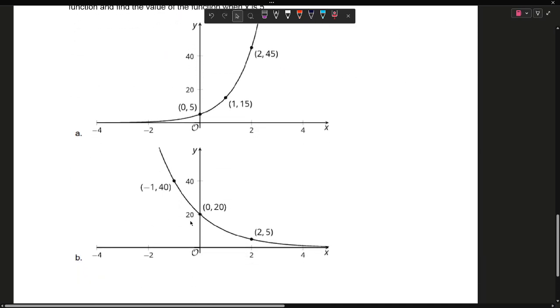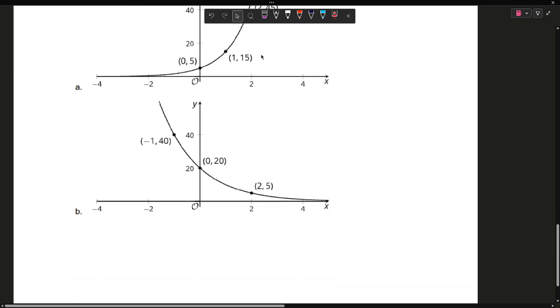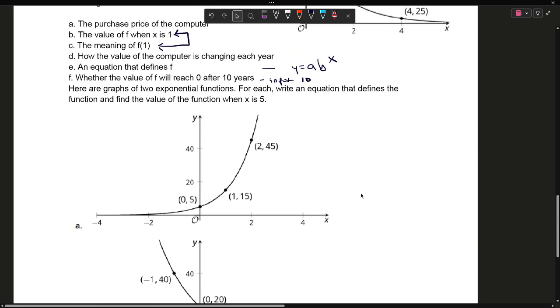And from here, these two are just writing equations from these graphs. So take your initial, see how much the rate of change is, and you'll find it from there. Same thing here. Initial, find your rate of change, and you'll find your equation from there.